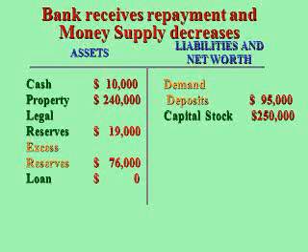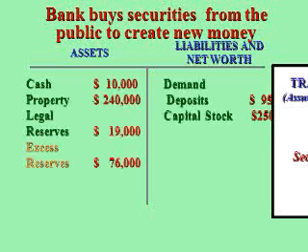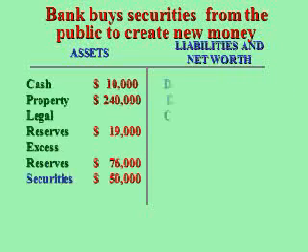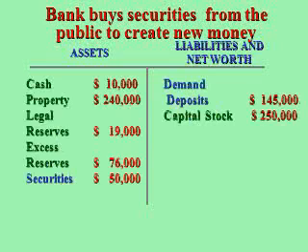The bank receives repayment. There we go. They buy the securities, right? The assets are the $50,000 in securities. The only downside is that there's no cash. Okay, there's only just demand deposits.